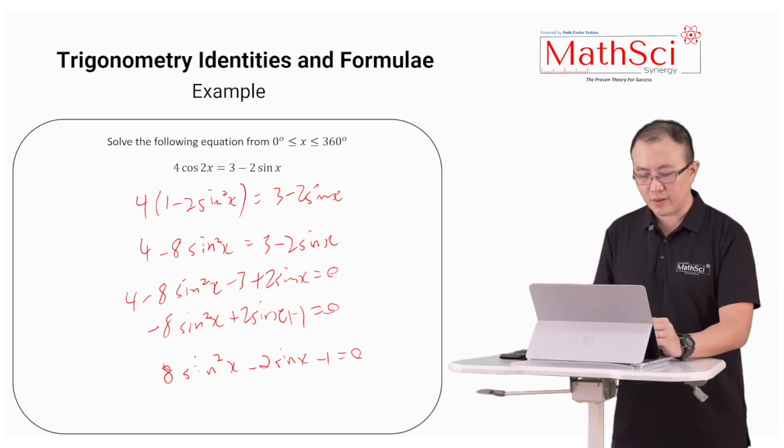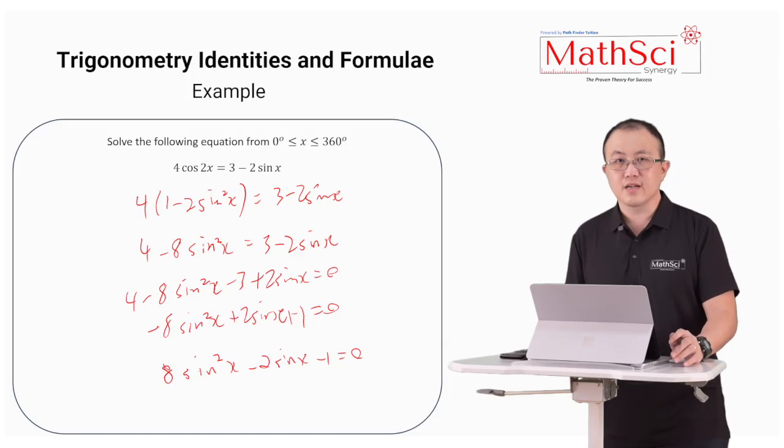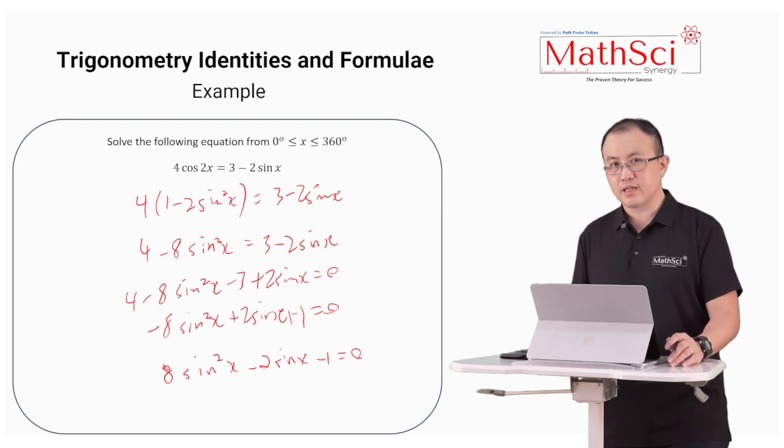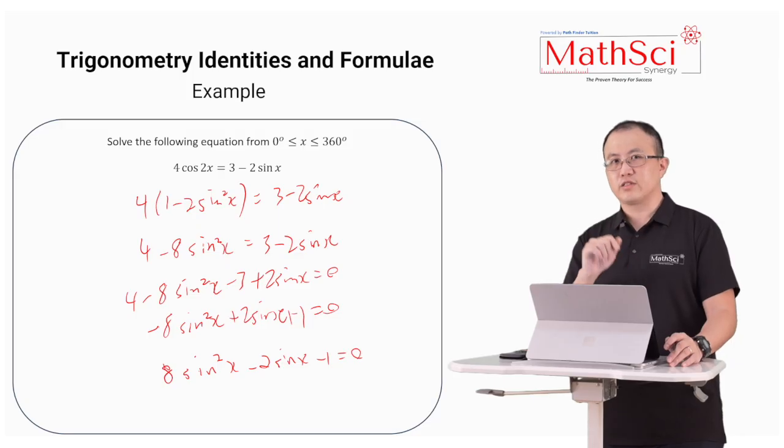So this is what I will do, but it's an option. If you want to do it, you can. If you don't want to do it, you can also not do it. Okay? So sine squared x minus 2 sine x minus 1 is equal to 0. This you can solve already.